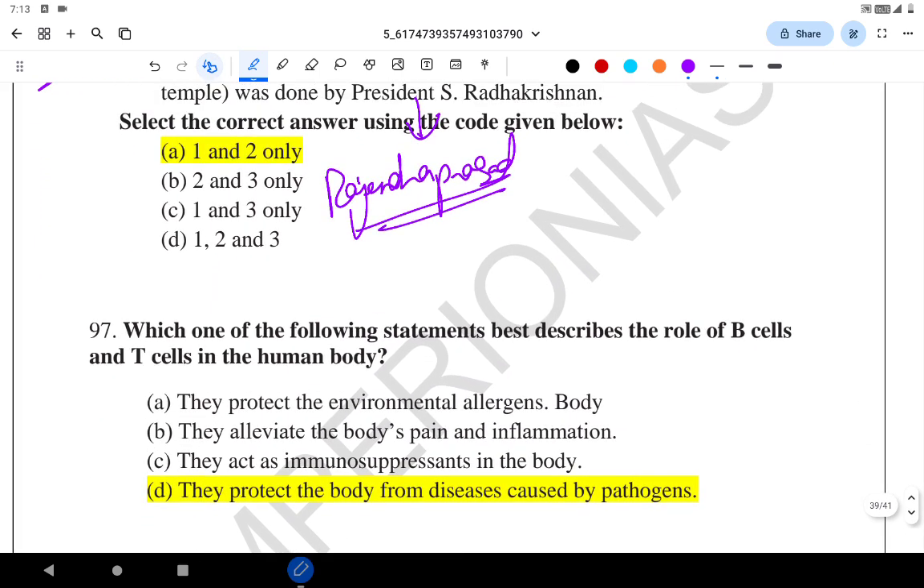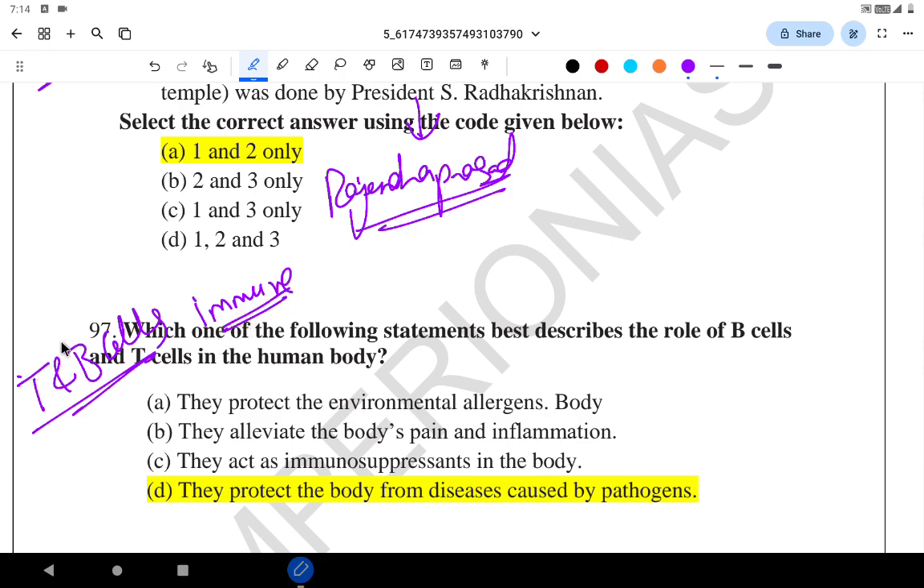97th question, 3-4 questions to go. Which one of the following statements best describes the role of B cells and T cells in the human body? See, B cells and T cells are called immune cells. They help in the immune response.